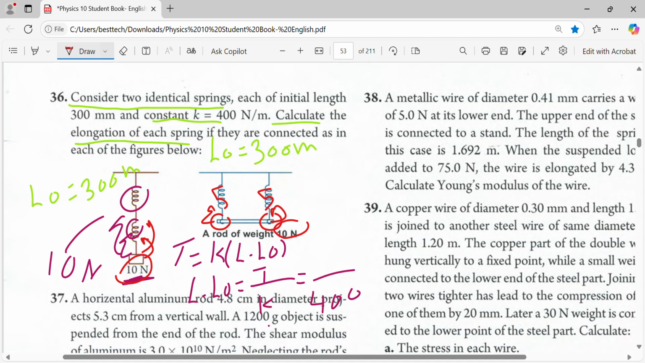So that's why, because you have to find the elongation of each spring, you should divide the tension. It's 10 actually. 10 divided by 2 is going to be 5. So for the elongation of each spring, look, instead of the T, we have to write 5. So 5 divided by 400, it's 1.25 times 10 power negative 2 meter.